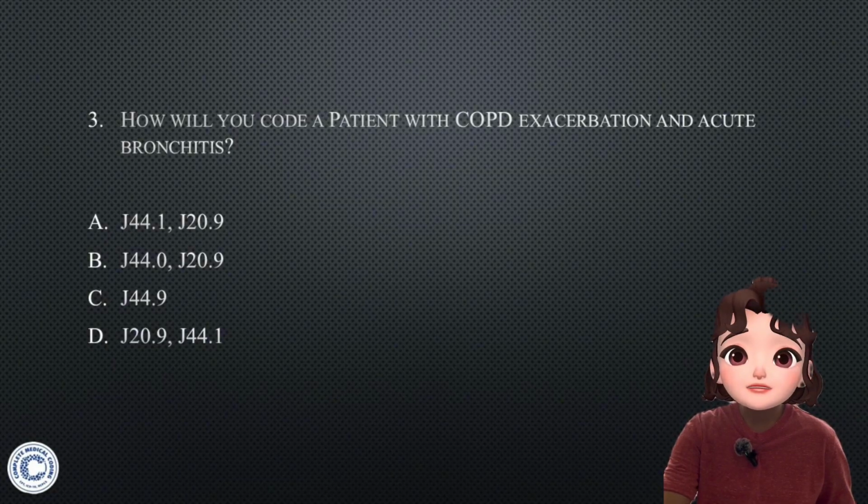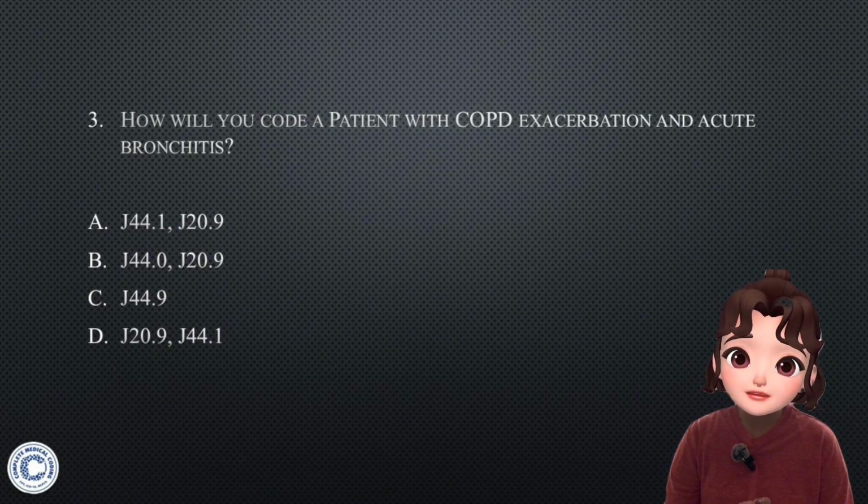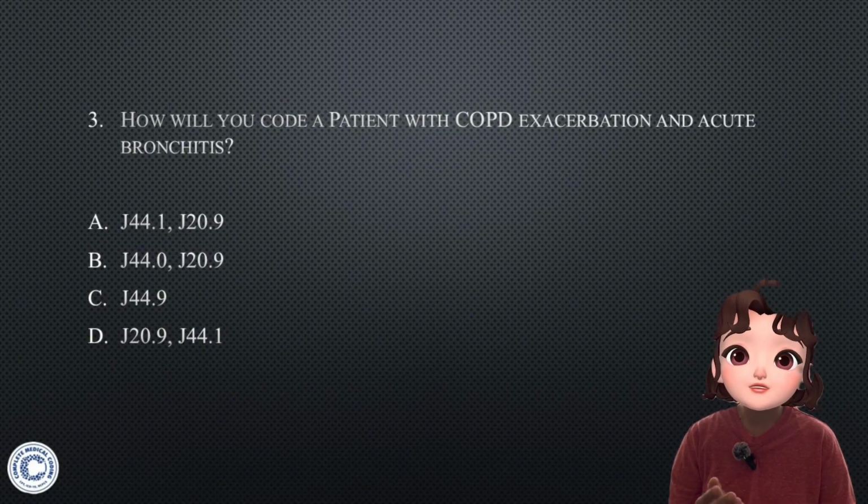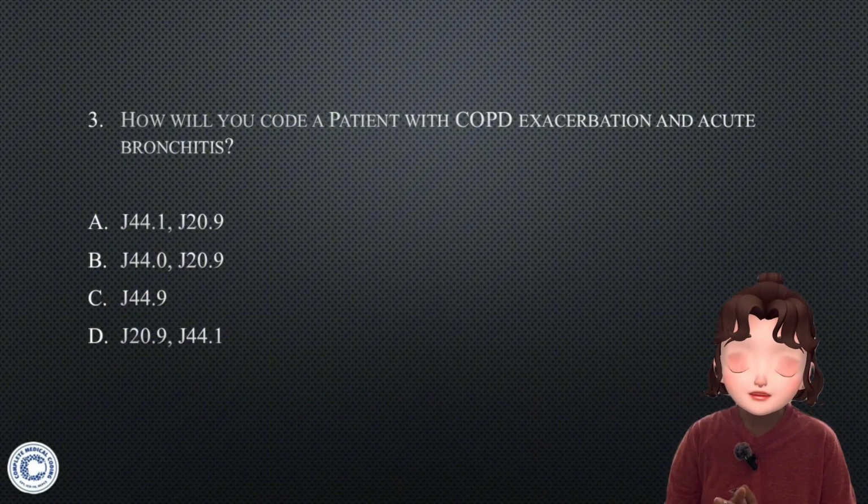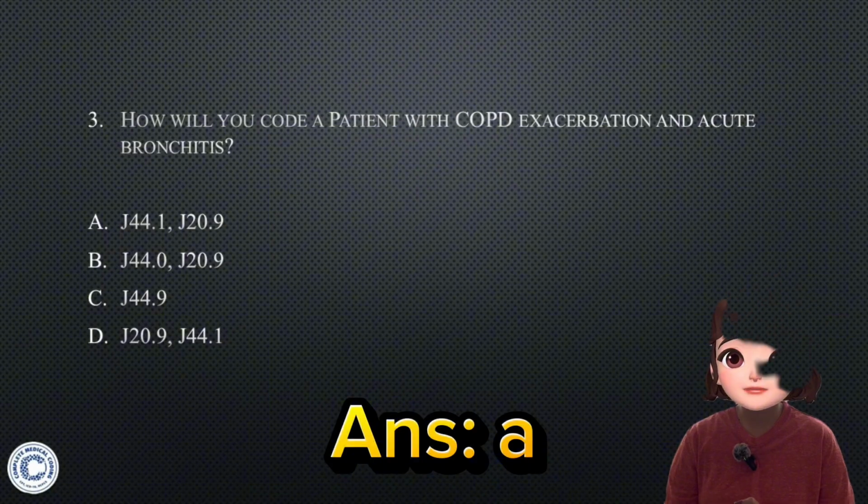Then the next one, J20.9 is acute bronchitis and J44.1 is COPD. It's the same code as in option A, but vice versa. So as you know, in ICD, the sequencing should be correct. Of course, you have to always code for the chronic diagnosis first, which is COPD. Okay, so J44.1 you have to code first, followed by acute bronchitis, which is J20.9. So answer is option A. All right.